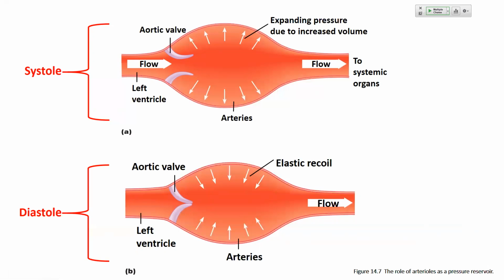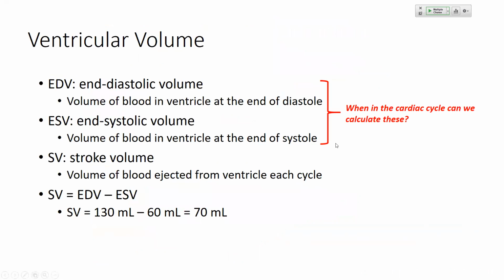Okay? And so the take-home message here is that there is no interruption or block in the flow of blood to the systemic arteries or the systemic vessels at all points during the cardiac cycle. That flow is continuous. Okay, any questions so far? All right, so let's move on to talk about ventricular volume.